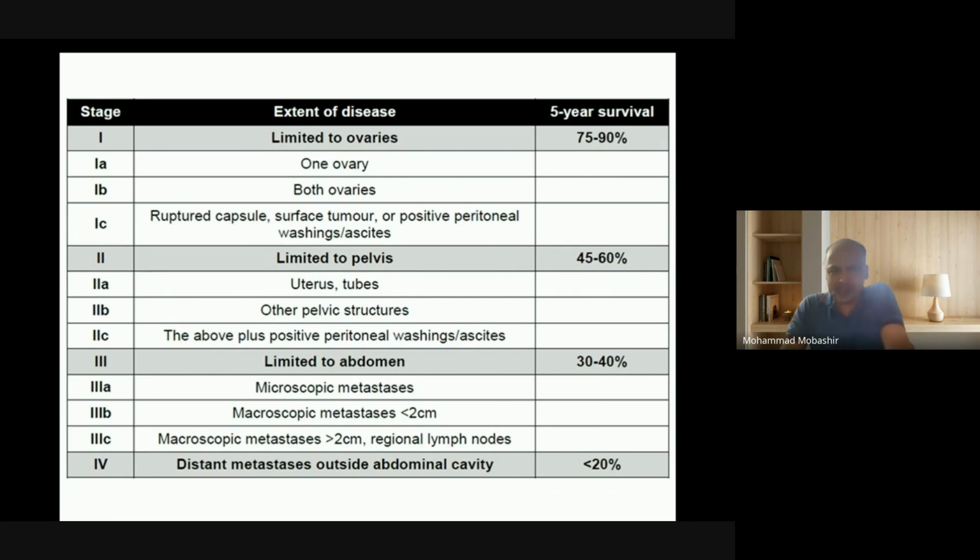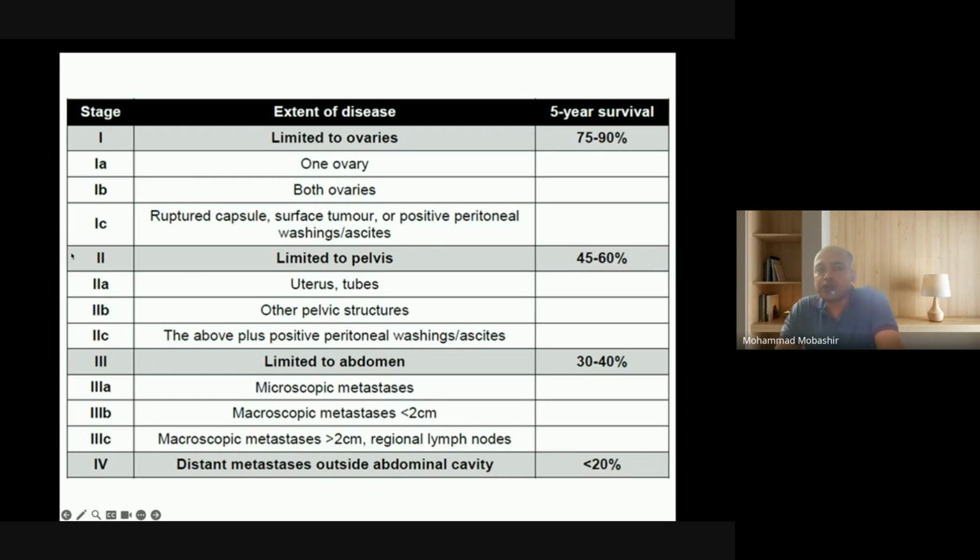Now, the same thing could be subclassified. So, the ovarian cancer could be divided into sub-stages. For example, stage 1 could be divided into 1, 1A, 1B, 1C. 1 means limited to ovaries or confined to the first or second ovary. 1A means one ovary, 1B means both the ovaries. 1C, ruptured capsules, surface tumor, or positive peritoneal washings and or ascites are present. And the survival rate here is 75 to 90% in stage 1.